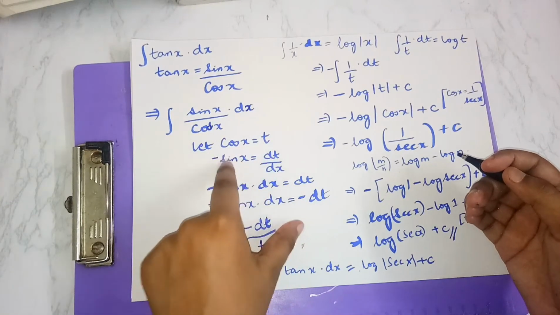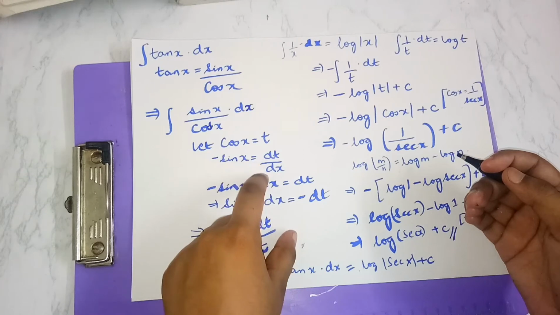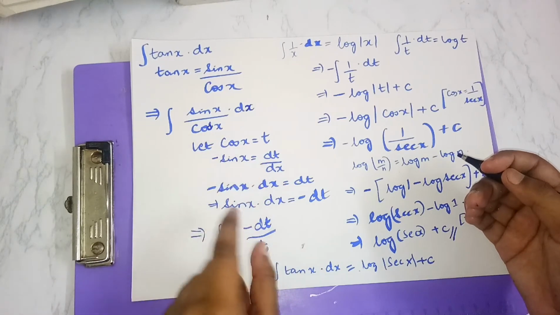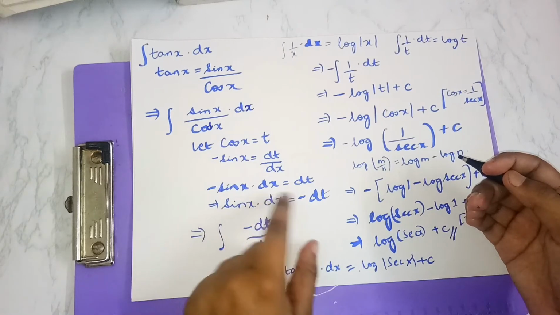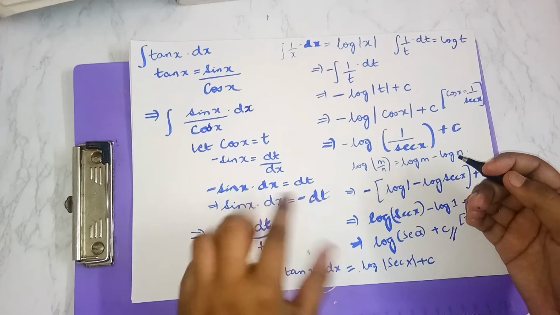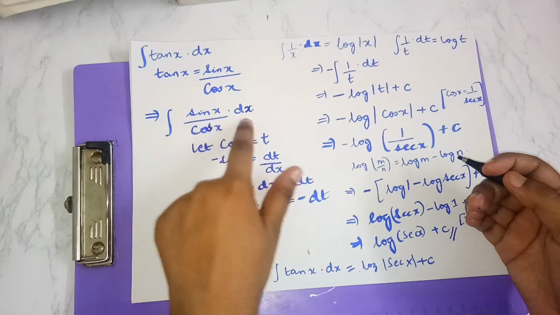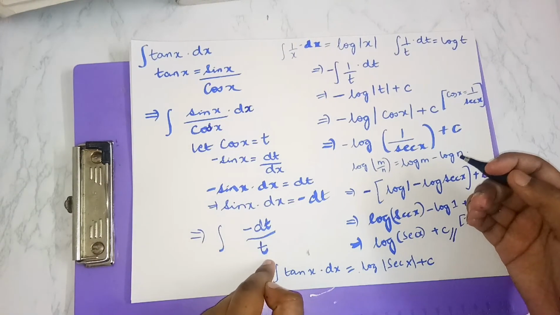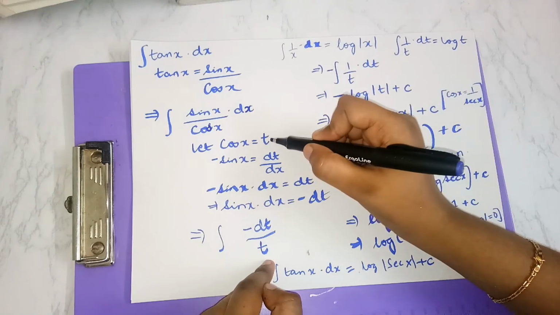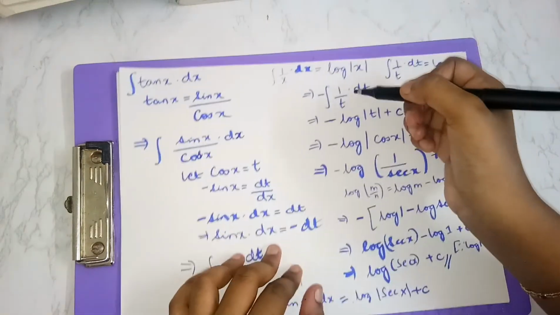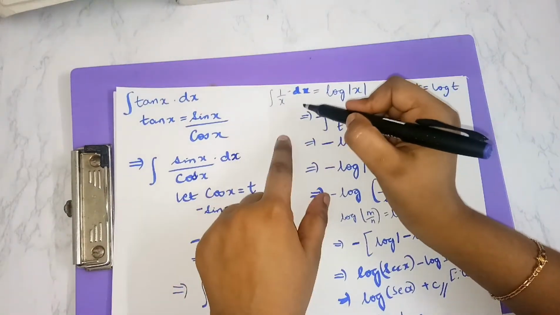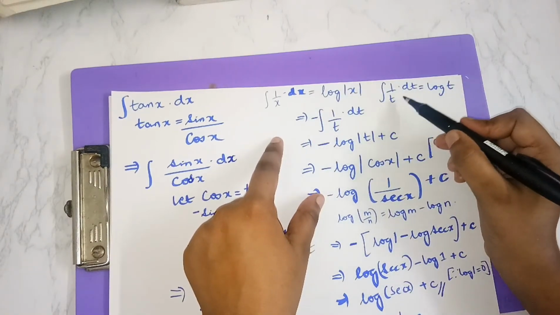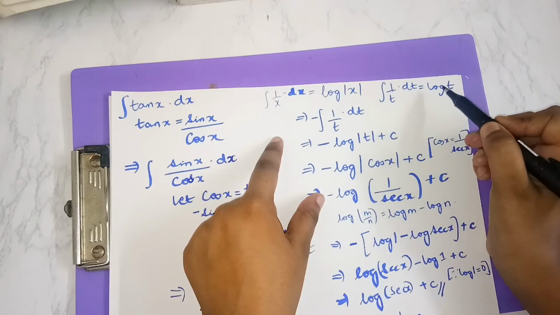Differentiating, we get minus sin x equal to dt by dx. Cross multiplying and shifting the minus sign to the other side, we get sin x into dx equal to minus dt. This is of the form of the numerator, so substituting, we get minus dt divided by cos x is replaced by t. Now we know that integration of 1 by x with respect to x is log x. Similarly, integration of 1 by t with respect to t will be log t.